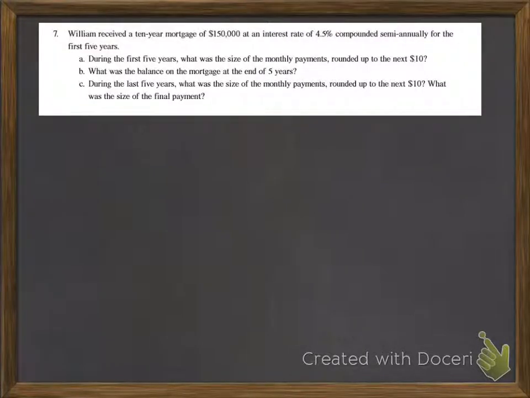This is a question from exercise 12.2, question number 7 of your textbook. We've got a 10-year mortgage of $150,000 at an interest rate of 4.5% compounded semi-annually for the first 5 years. During the first 5 years, you're asked to determine the size of the monthly payments, rounded up to the next $10. And then the second question is, what's the balance on the mortgage at the end of the 5 years?